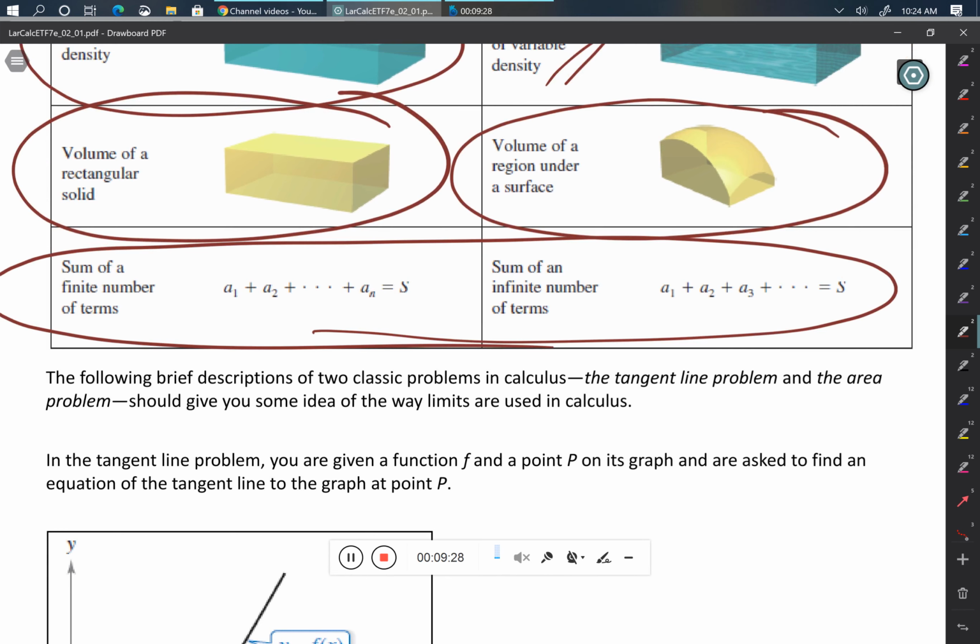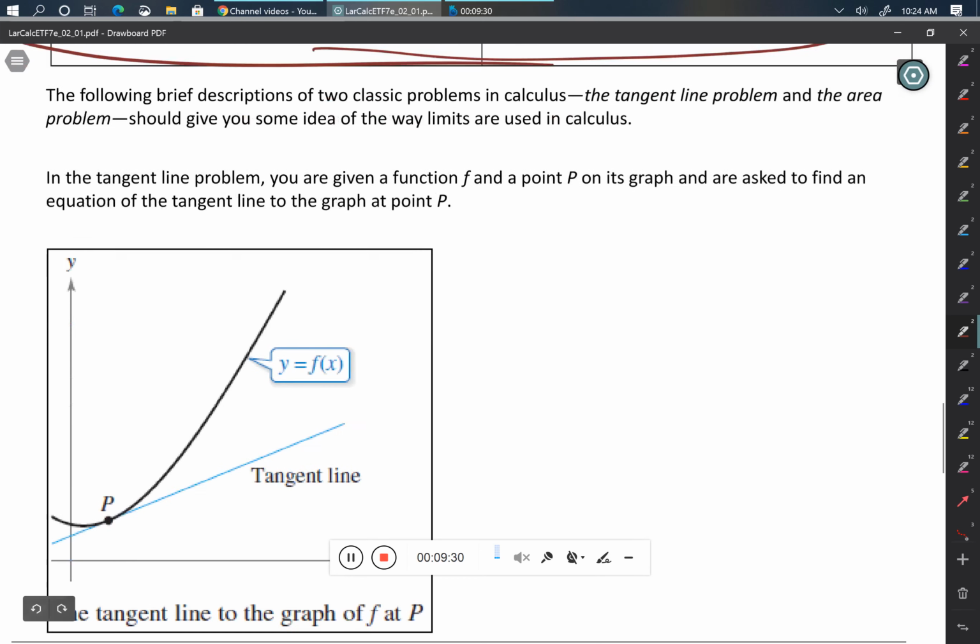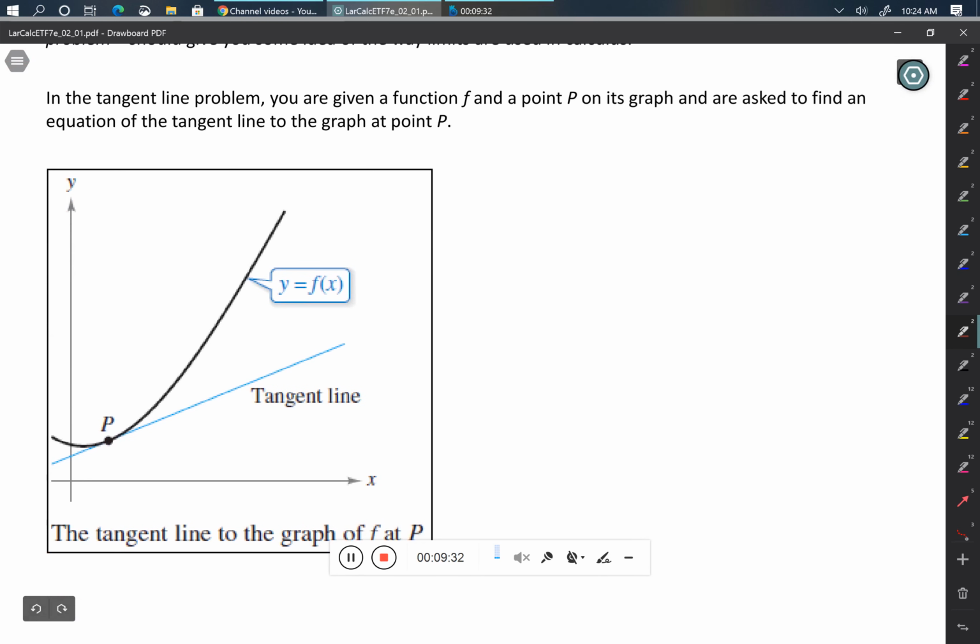Right? Now, here's the original problem that started calculus, or started one part, differential calculus. Mathematicians of the time wanted to know how to find the tangent line equation to a known curve at a known point. And so basically this is where half of calculus, differential calculus, started.